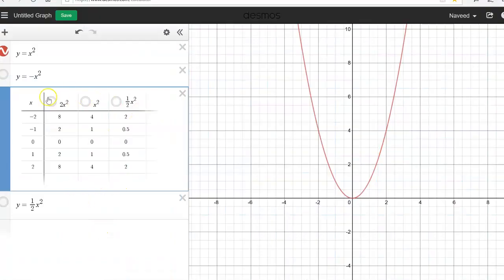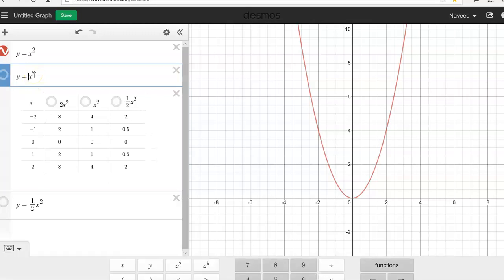So here it is. I have this table set up. Actually, let me change that to 2x squared so that you can see. Look at what happens between y equal to x squared and 2x squared. Look at the values of y. They are all doubled. And you can see on the graph that if this was the coordinate (1, 1), now with the 2 in front of the function it becomes (1, 2). That's the new coordinate, and that's where you get here. All the y values have been doubled.